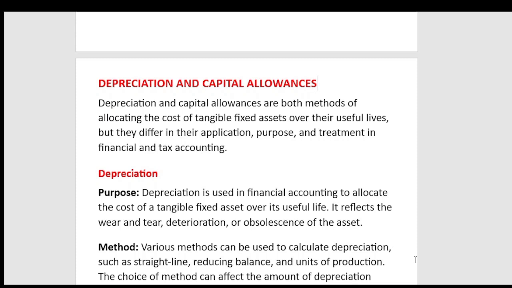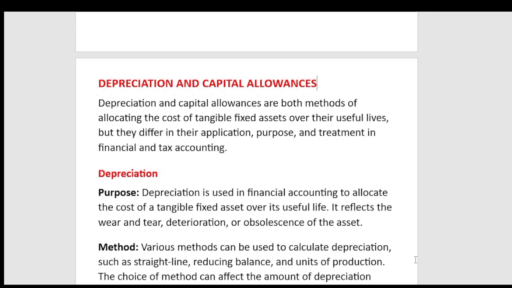Depreciation helps in the allocation of the cost of a tangible fixed asset over its useful life. It reflects the wear and tear, deterioration, obsolescence, or reduction in the value of fixed assets. You get a fixed asset for 100 naira. The first year, you depreciate it by 20 naira. The second year, 20 naira. The third year, 20 naira. You have a 60 naira depreciation. The value of the asset will now become 40. It reflects the wear and tear, deterioration, or obsolescence of the fixed asset. That is the purpose of depreciation.